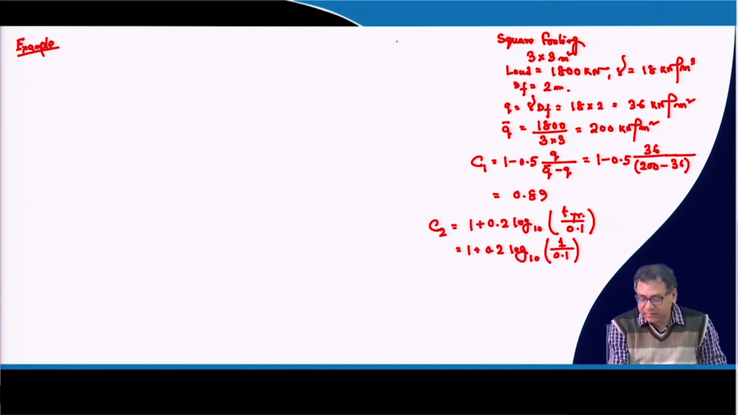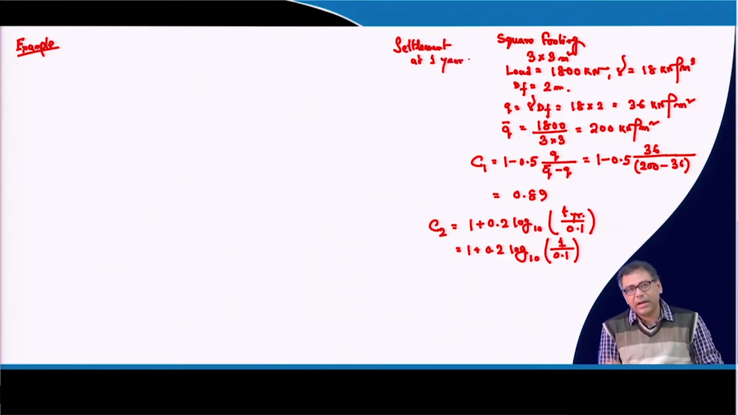So, settlement at 1 year. You can calculate for lesser time also, but I have taken 1 year. You can calculate for a higher time period also, but as it is an immediate settlement for granular soil, if you increase the time, not much variation will happen. So, the value which is coming is 1.2. Now the C1, C2 correction factors are determined.